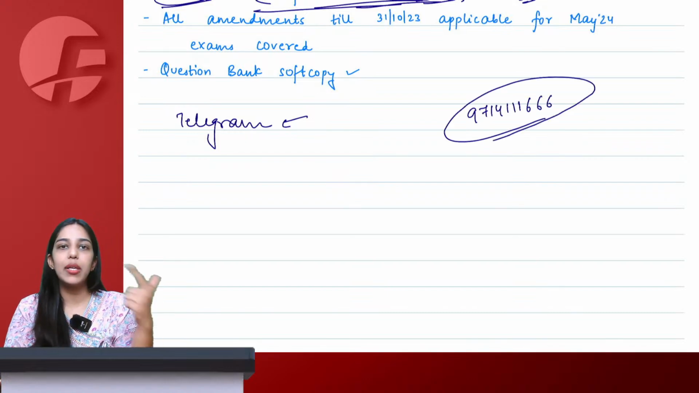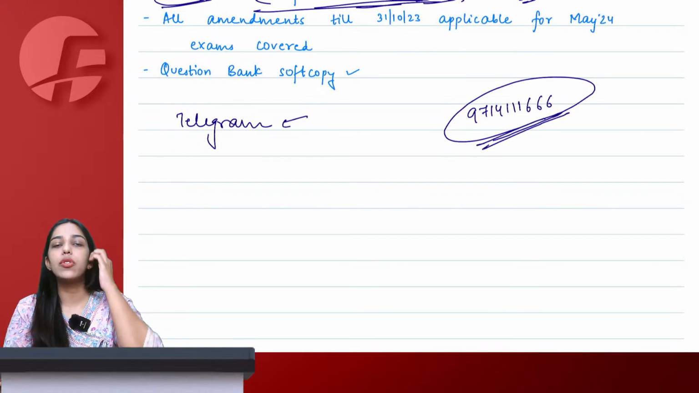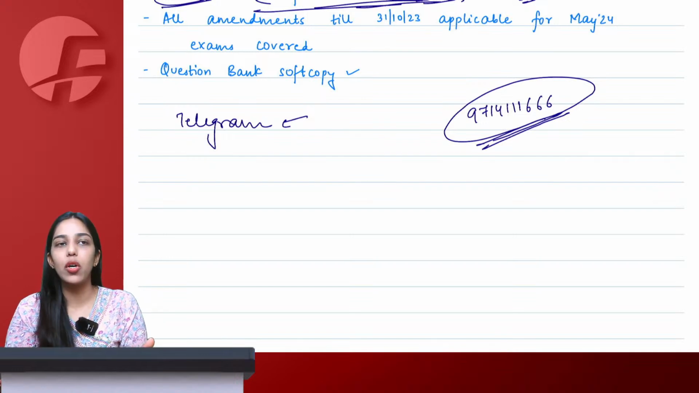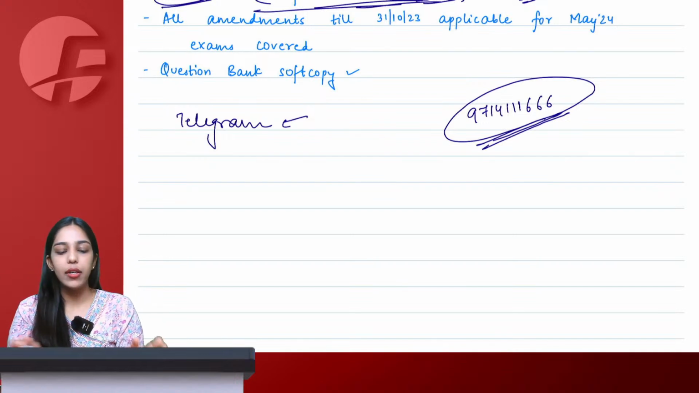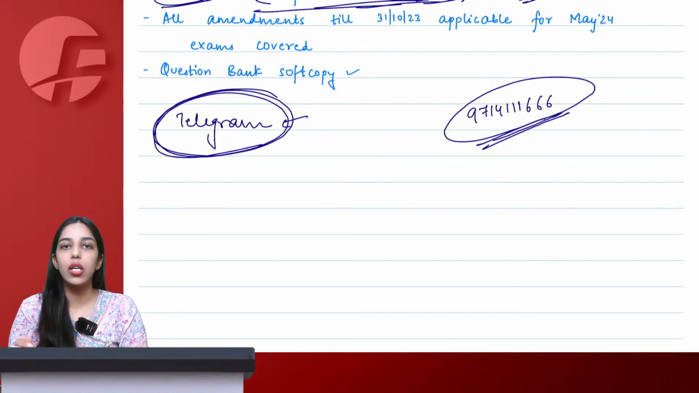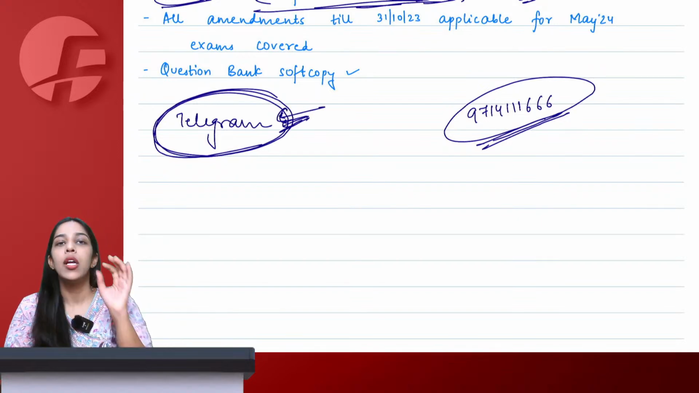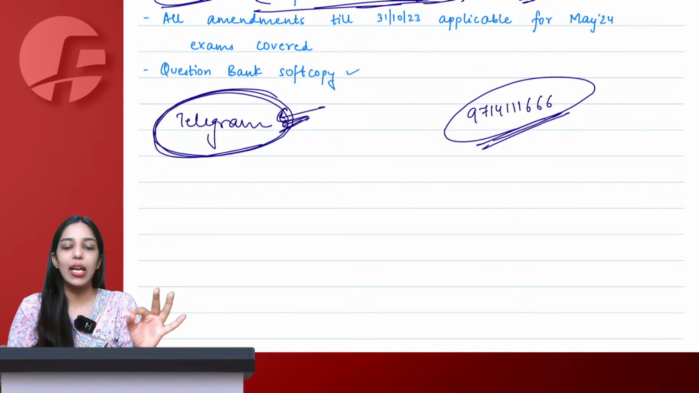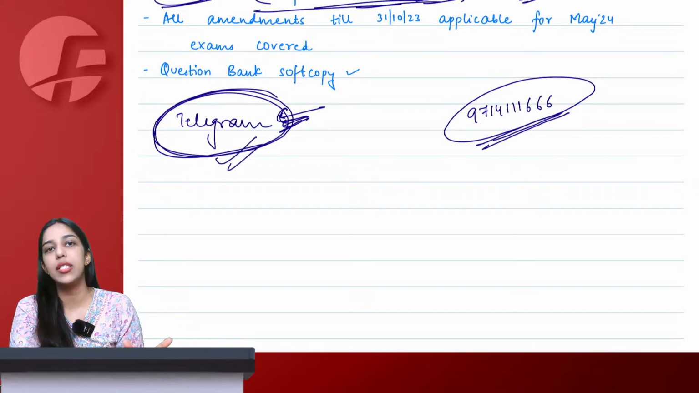You can also personally DM me on 9714111666, WhatsApp, Telegram, Instagram, Twitter, everywhere I am there. You can text me your doubts on WhatsApp also, but there it might take time for me to reply because I get a lot of DMs, but here there will be targeted doubt solving. I know you are my batch student, so same day or maximum by next day, I will solve your doubt if you are posting it in this Telegram group.